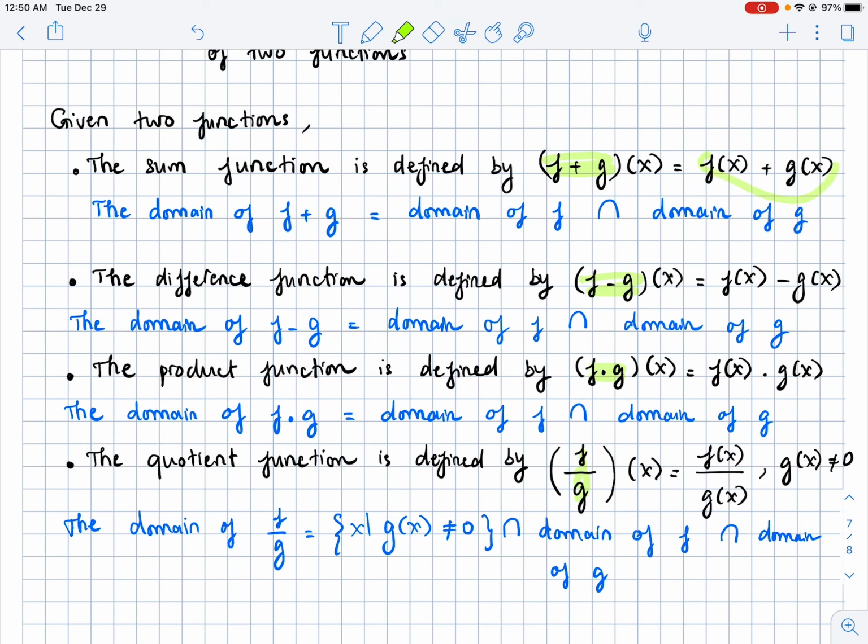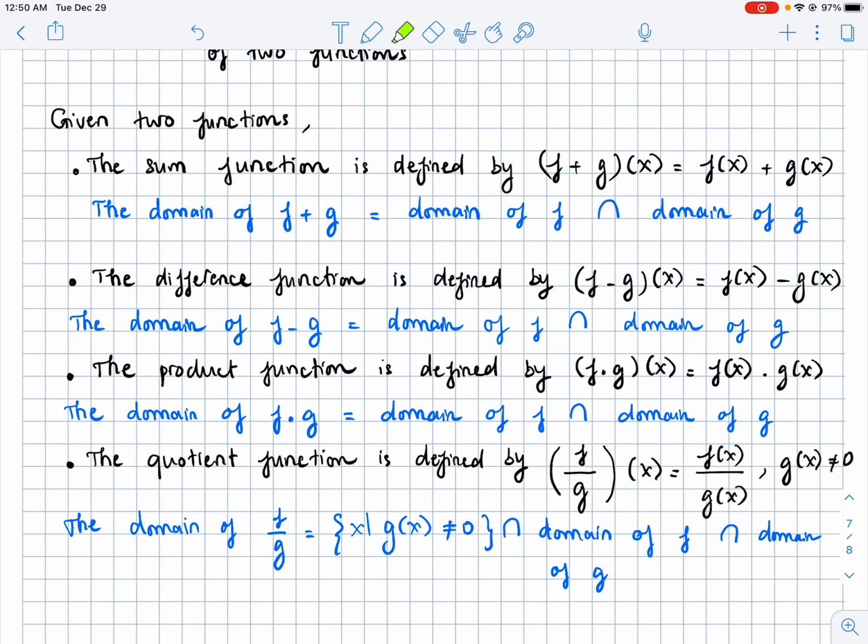If we want to find the sum of the two functions, we just need to add the two functions together. Similarly, for the difference, we just subtract the two functions. For the product we multiply, and for the quotient we divide.